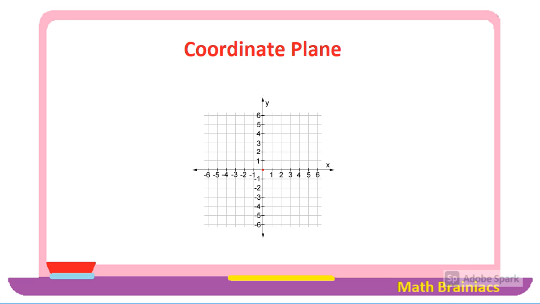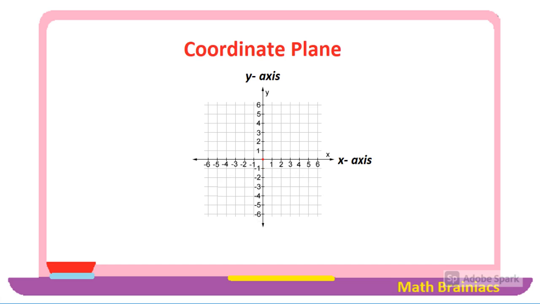Let us recall what is a coordinate plane. A coordinate plane is a two-dimensional plane formed by the intersection of a vertical axis, which is the y-axis, and the horizontal axis, which is the x-axis. I labeled the axis here. The vertical axis is the y-axis, and the horizontal axis is the x-axis.